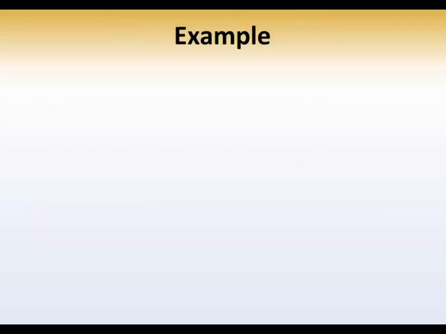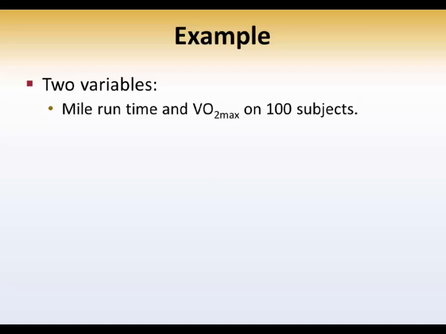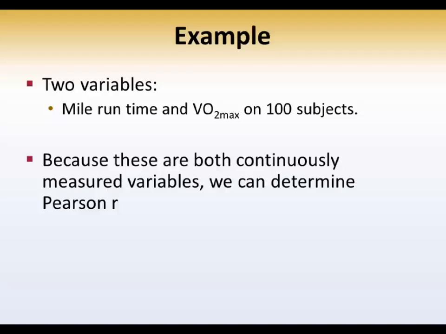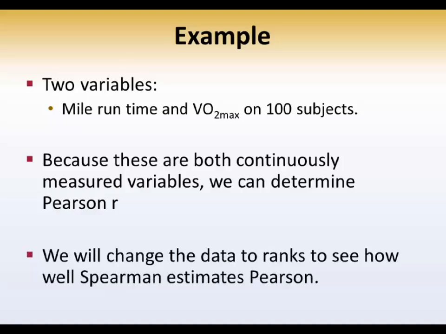The example that we'll use is having two variables, the mile run time and VO2 max on 100 subjects. Because both of these are continuously measured variables, we can determine the Pearson r. And we'll do that with SPSS, and then we'll change all those data to ranks and see how well the ranks compare to the continuously scored variables of VO2 max and mile time.